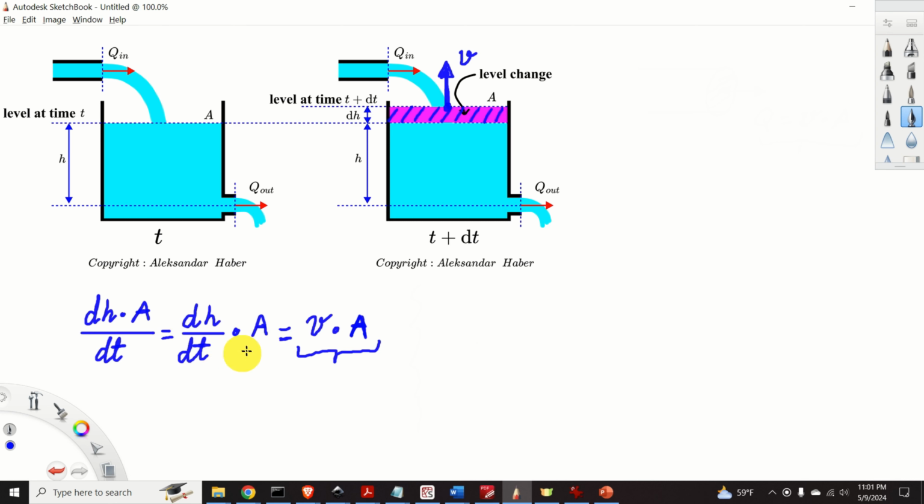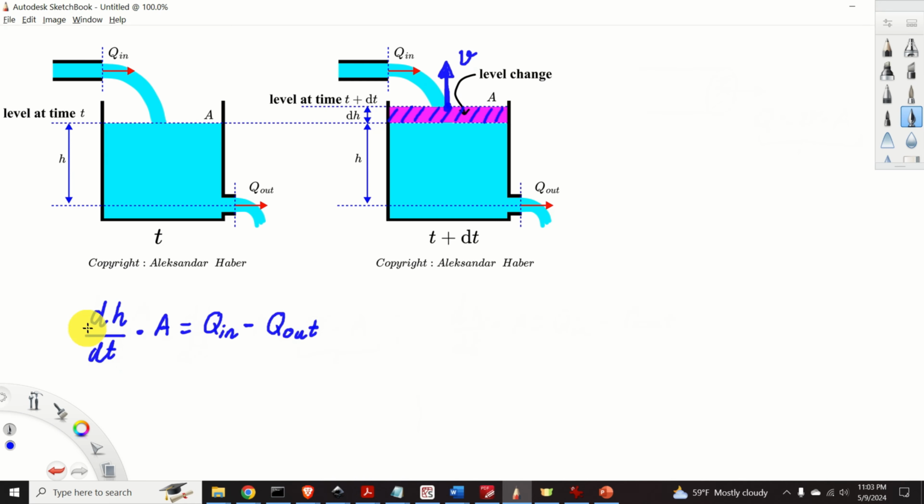This flow rate is the difference between the flow rate coming in, that is Q_in, and the flow rate coming out, that is Q_out. Consequently, we can write dh over dt multiplying A is equal to Q_in minus Q_out. Here, for clarity, I've written the formula once more.